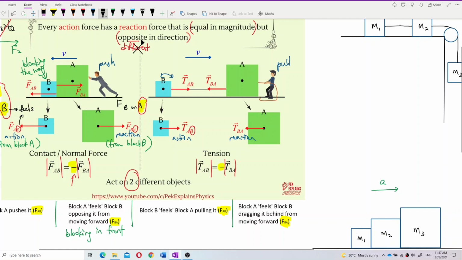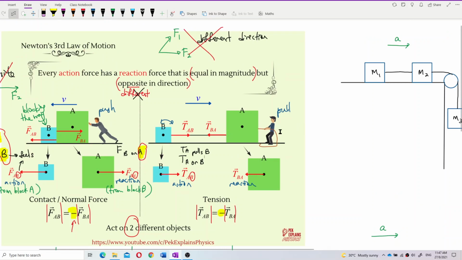TAB is actually TA on B. Or we can say TA pulls B. Who pulls B? Look at this person. This person pulls block A. This person doesn't pull on block B. It is block A who pulls block B. Again, the person pulls block A. Block A pulls block B. Block A pulls block B by this force, TAB.